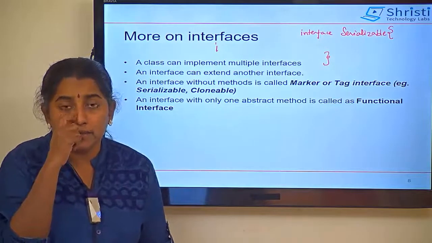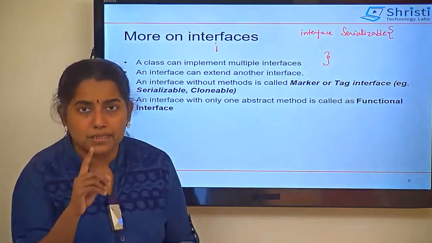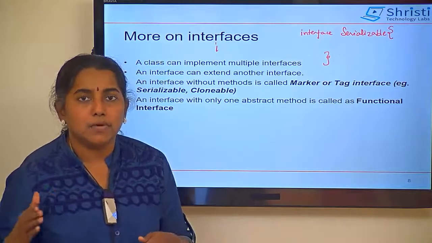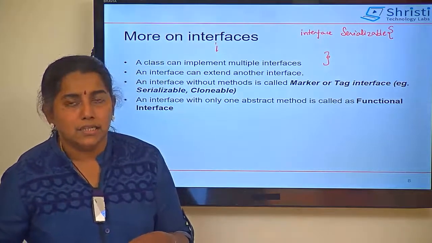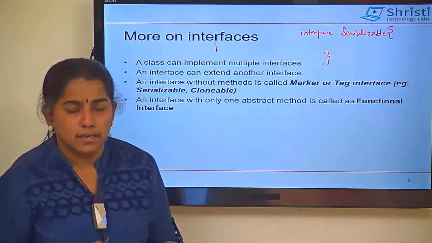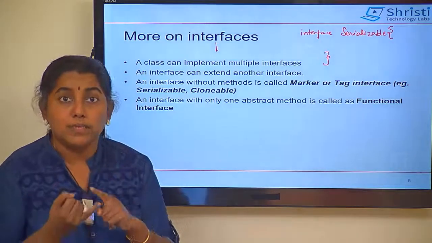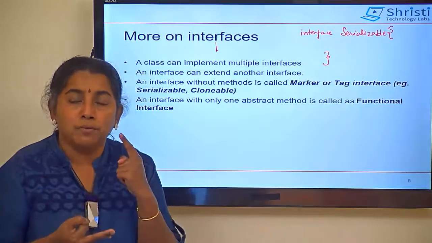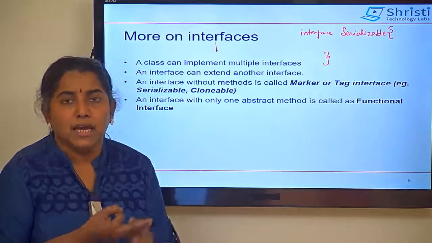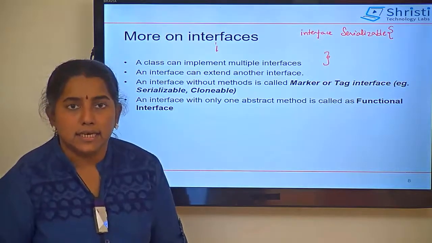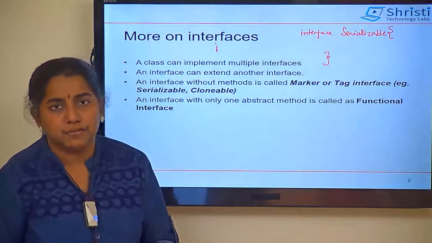If an interface is going to have only one abstract method, it is called a functional interface. We will be discussing functional interfaces in detail in the upcoming session. So, this is all about interfaces. We have understood what an interface is, what the use of an interface is, why we need to go in for an interface, and what a marker interface is. In the next session, let us see examples for working with interfaces.